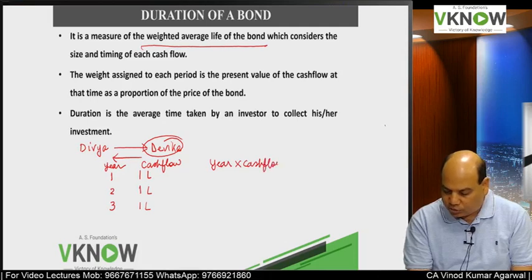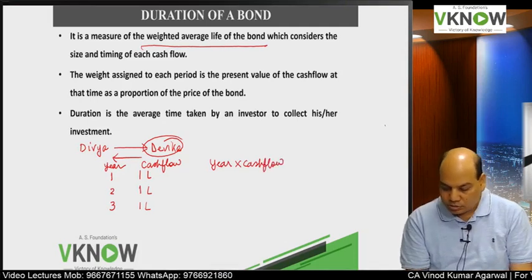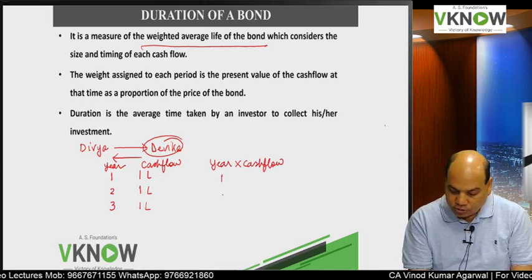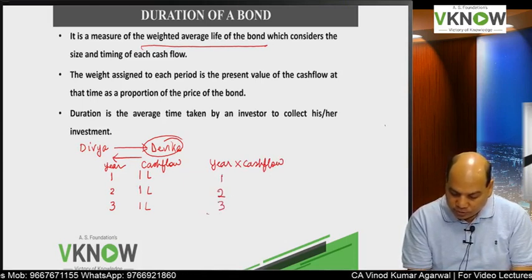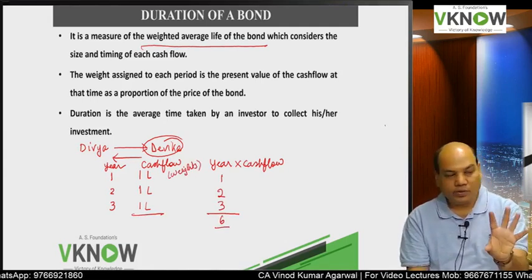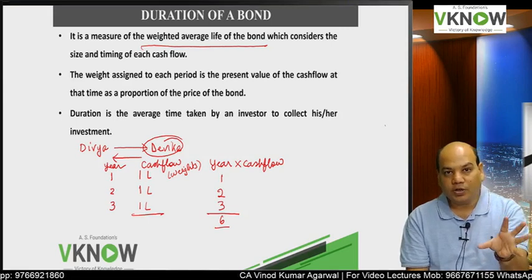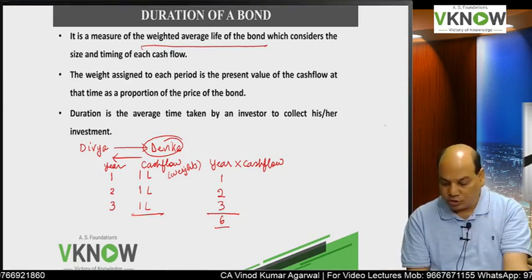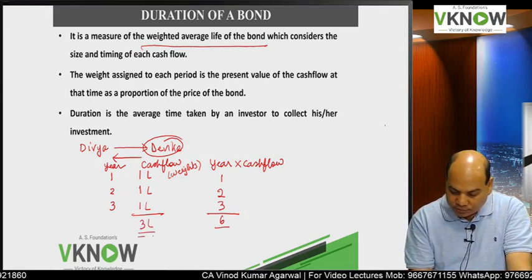Cash flow will be used as weight. So multiply 1 into 1, 2 into 1, 3 into 1. Take the total, 6. Take the total of the weights. Cash flows are being used as weights. It's a weighted average because if the amounts are different in different years, the weights will also change. So this is 3 lakh.